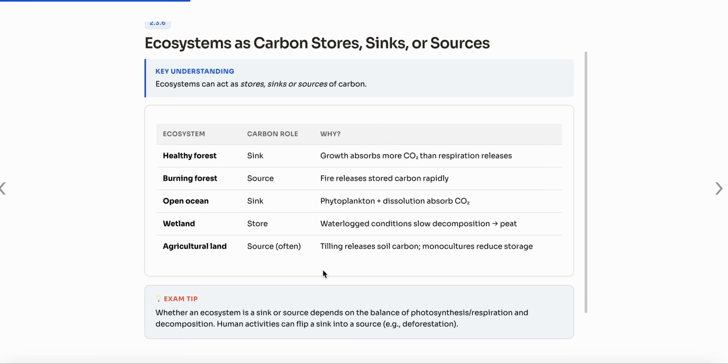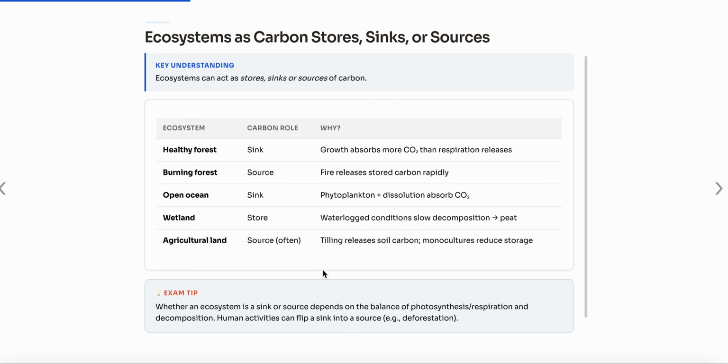Now, ecosystems can also act as stores, sinks, or sources of carbon. Like a healthy forest can act as a sink, because we know that growth absorbs more carbon dioxide than respiration releases. But when you burn the forest, it will act as a source, because it will release the carbon which is stored. Open ocean can be a sink, because phytoplanktons are present and dissolution of the absorbed carbon dioxide will happen. So it will accumulate the carbon.